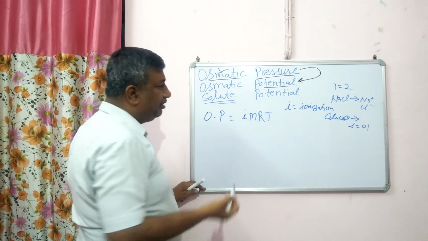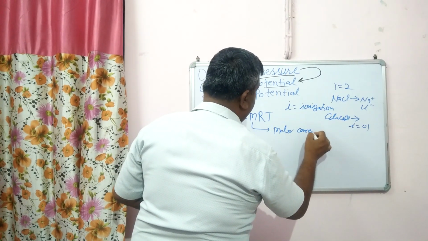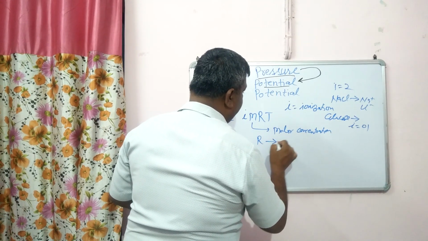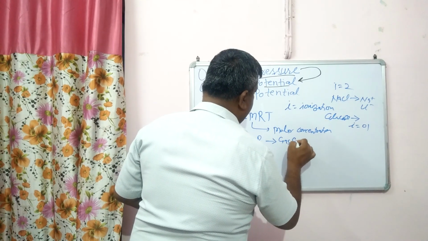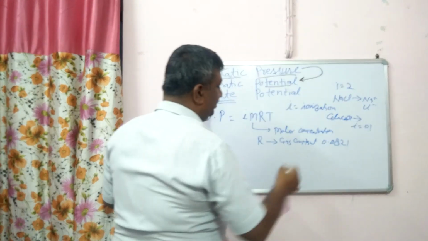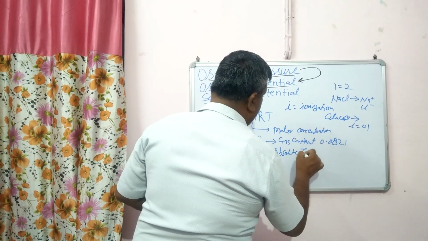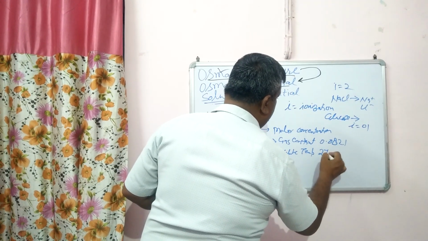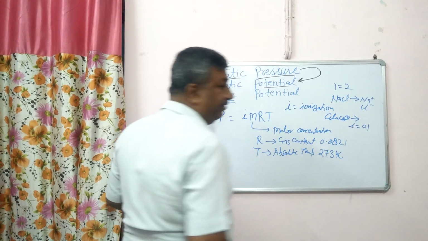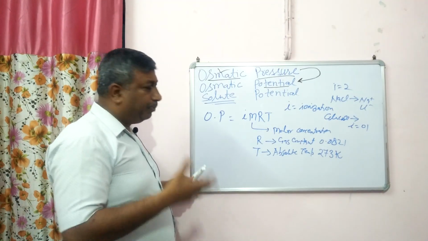M is equal to the molar concentration of the solute. R is equal to the gas constant, its value is constant, 0.0821. We leave the unit aside for now. And T is the absolute temperature, that is 273 Kelvin. So by this we can calculate the osmotic potential.